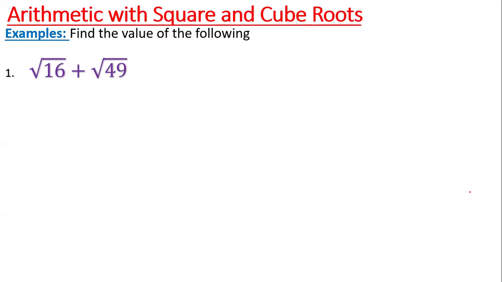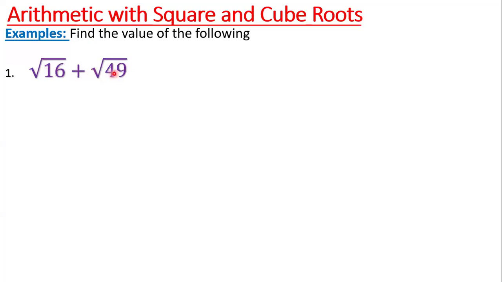We have the square root of 16 plus the square root of 49. Does anyone know how to do this? What's going to be the answer? Yes, you're writing this down. I can't emphasize that enough. What's the square root of 16 plus the square root of 49?